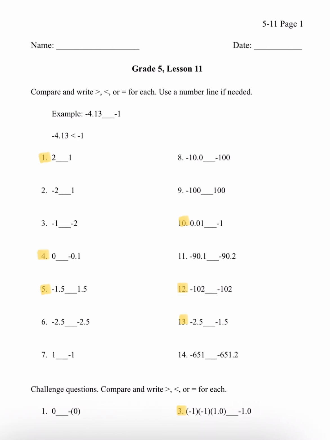So, the first problem, it tells us, compare and write greater than, less than, or equal to for each. Use a number line if needed. So, the example, it gives us negative 4.13 and negative 1.